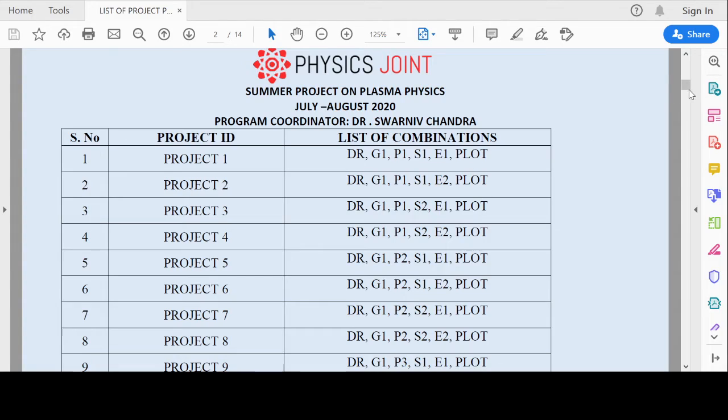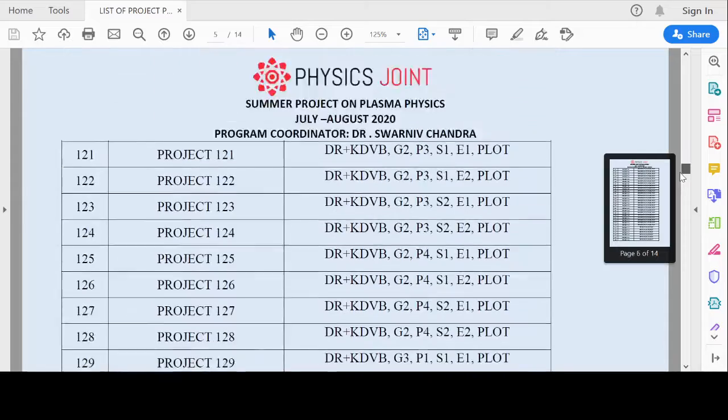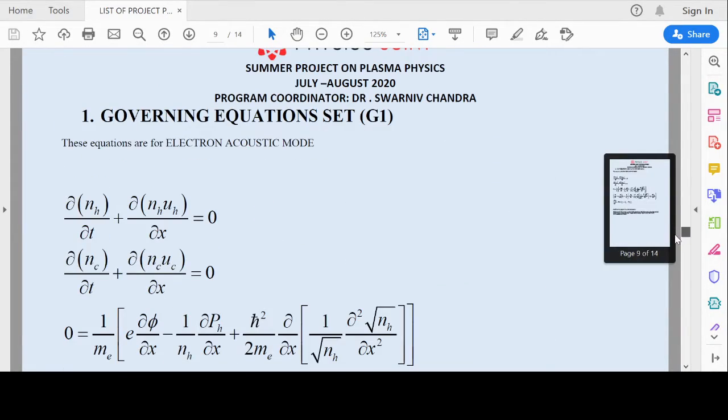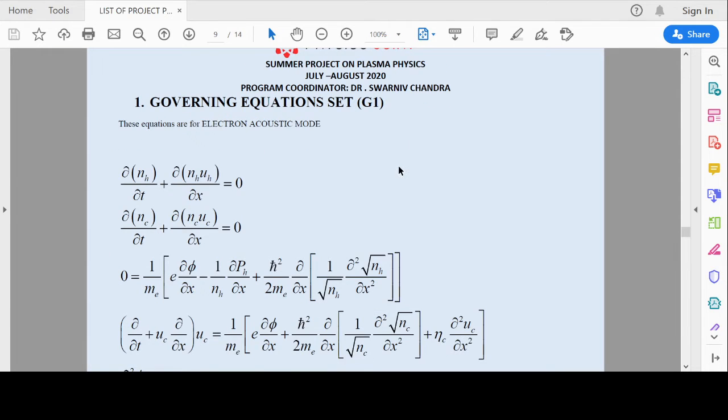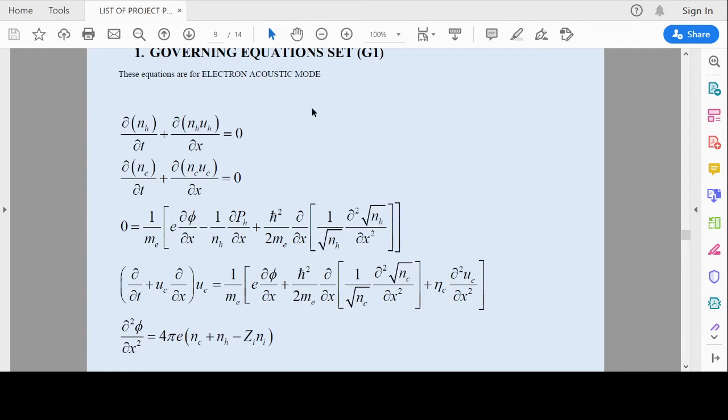Now how to read these things? So many problems are given here. Now you see this is G1, that is, you have to start with these governing equations. So it's an electron acoustic mode.